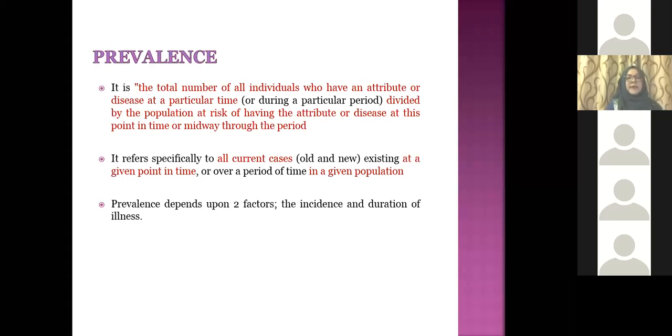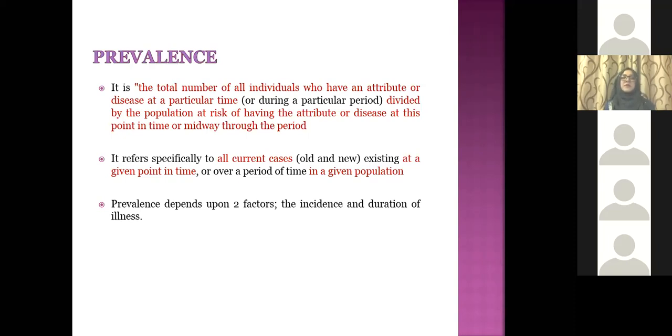So in the end, we have the last measure of morbidity, which is prevalence. You all have already read this, I think. Prevalence is the total of all individuals who have an attribute or disease at a particular time or during a particular period, divided by the population at risk of having the attribute or disease at that point in time or midway through the period. So basically, prevalence is not the number of new cases, it is the number of existing cases of disease in a population.